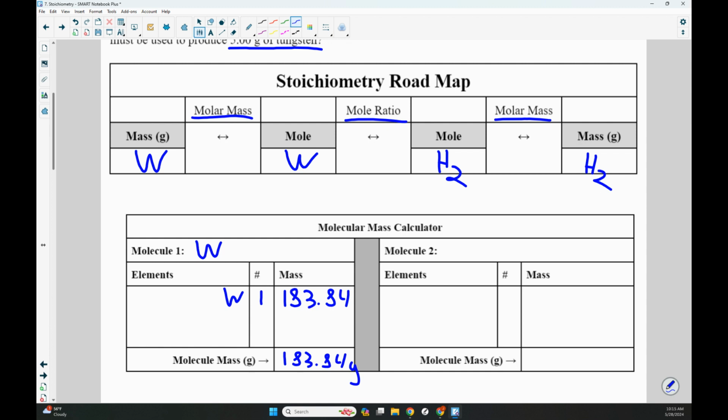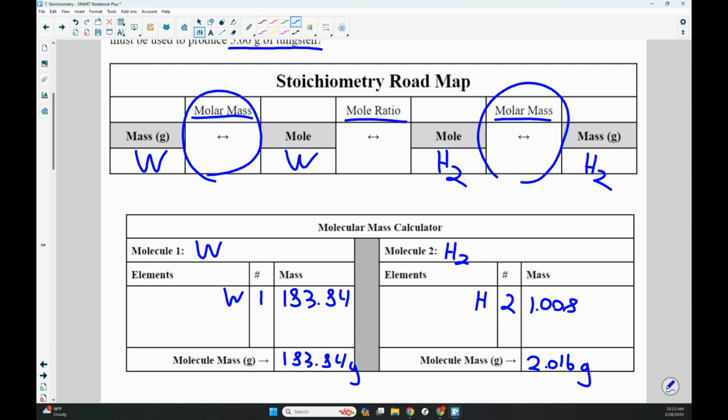Very straightforward. Hydrogen is also pretty straightforward. We do have H2, so we need to put the number 2 here, and we need to multiply the mass of hydrogen from the periodic table by 2, and when we do that, we get 2.016 grams. So that is the mass of 1 mole of H2 in grams. So we're going to use those in our conversion factors, specifically in these portions right here.